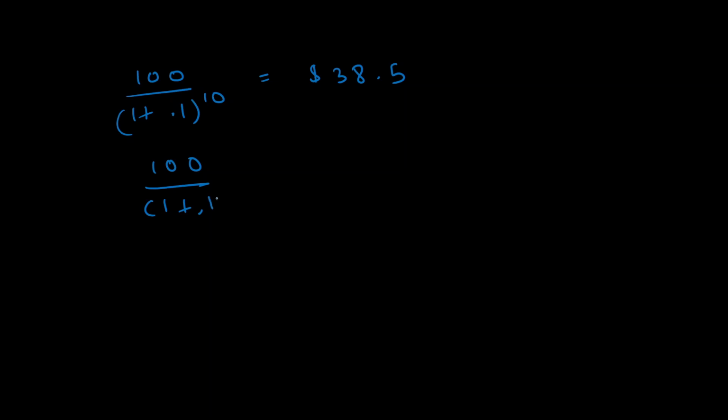So what is going to be its value after 10 years? Well, it's just going to be 100 divided by 1 plus 0.1, I'm replacing r with 0.1, raised to the power 10, and that is equal to $38.5. And what about after 100 years? Well, that's going to be equal to 100 divided by 1 plus 0.1 raised to the power 100, and that is equal to $0.007. It's almost worthless, right?